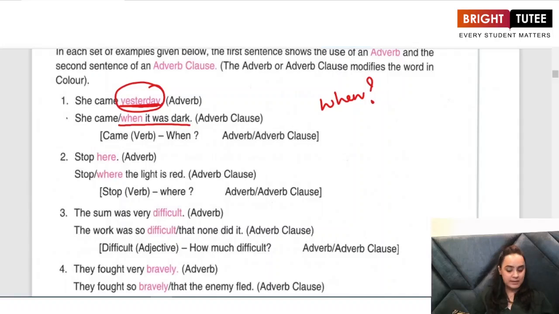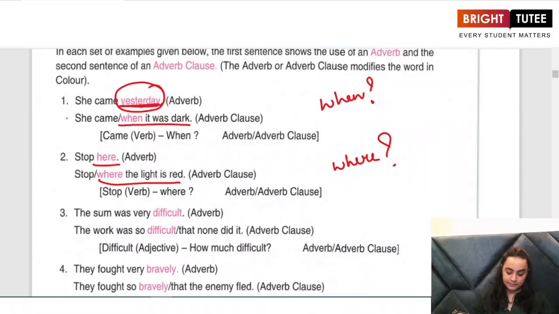Look at the second set of examples. Stop here. You're giving a command. Where should you stop? Here. Stop where the red light is. So where do you have to stop? Where the light is red. So in the first sentence, the answer was just one word, which is here. In the second sentence, my answer is where the light is red.